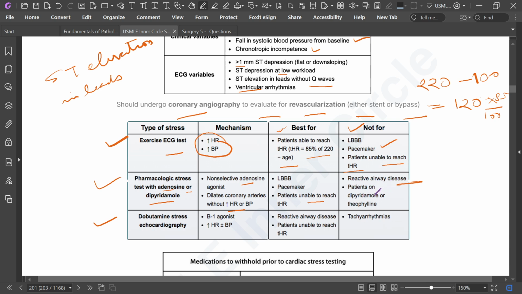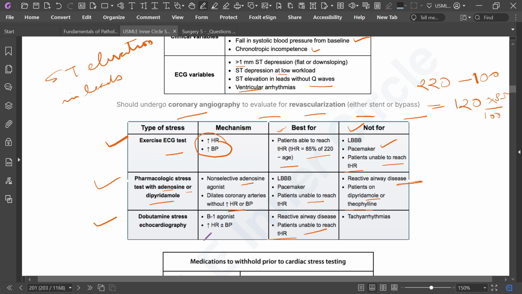Patients who are on dipyridamole or theophylline, or somebody who has asthma, which causes vasoconstriction, any sort of reactive airway disease, should not do dipyridamole stress testing. Dobutamine stress testing is for those people who have reactive airway disease and patients unable to reach the target heart rate.